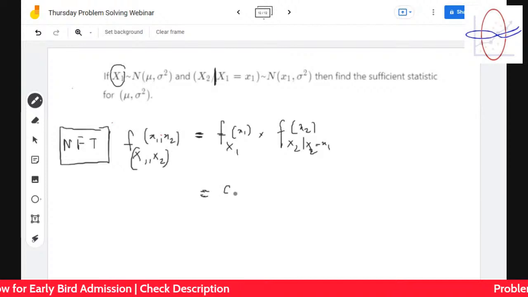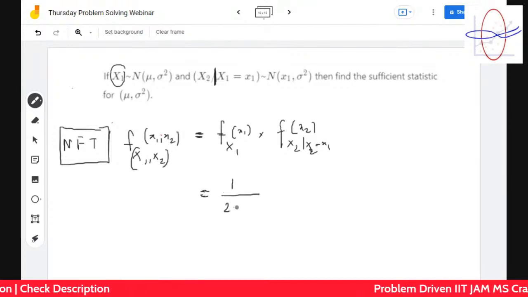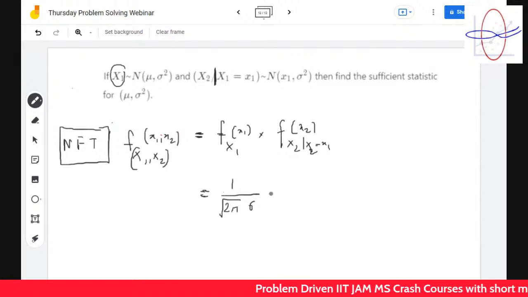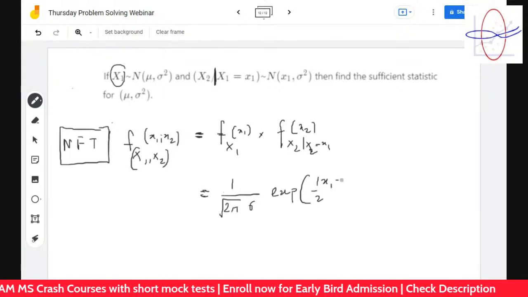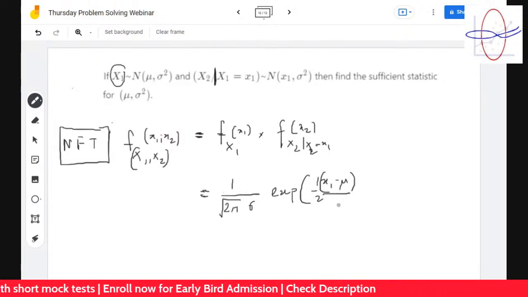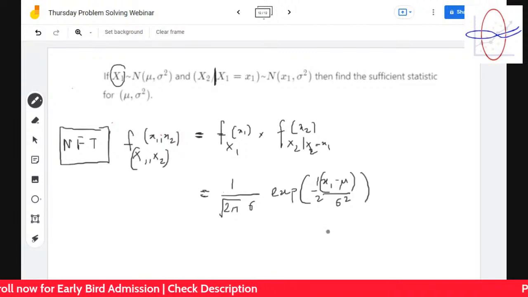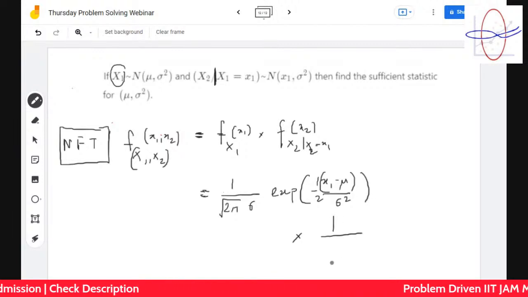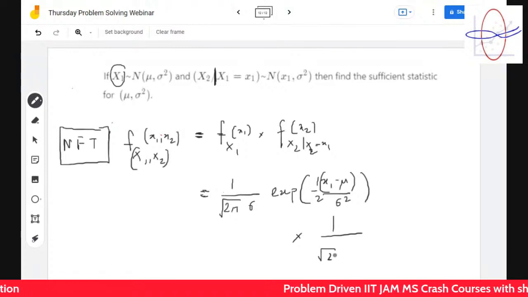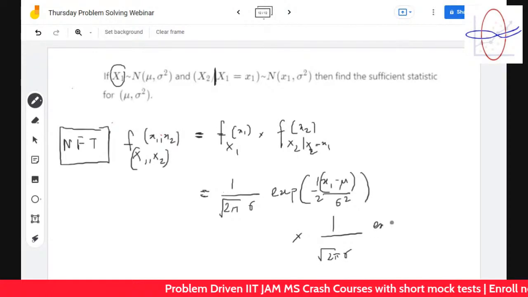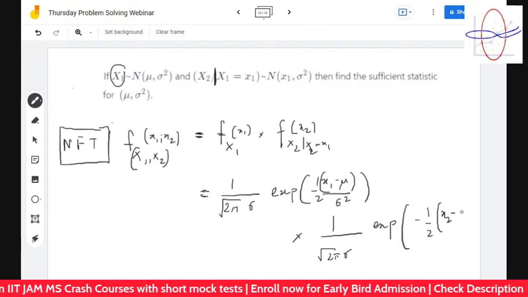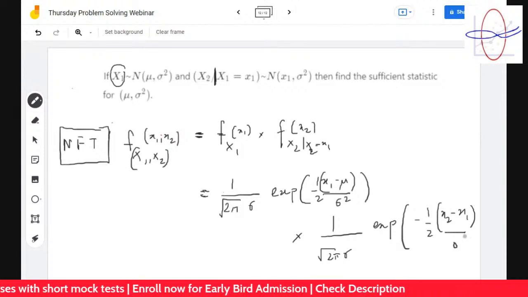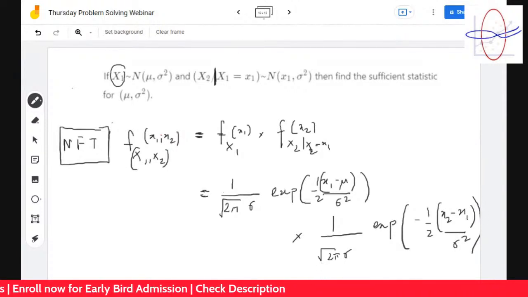It's 1 by root 2 pi sigma times exponential, half times x1 minus mu by sigma square. Very good. Times 1 by root 2 pi sigma exponential minus half times x2 minus x1, observe this, by sigma square. All of you got this, guys?